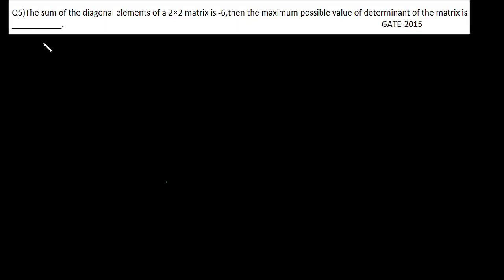Okay, let's solve question number 5. Question 5 says the sum of the diagonal elements of a 2 cross 2 matrix is minus 6, and it asks for the maximum possible value of the determinant of the matrix. Okay, here we are given a matrix of dimension 2 cross 2 and the trace is given as minus 6.